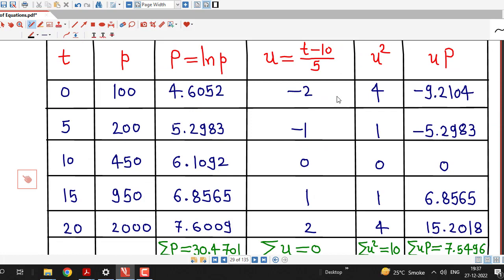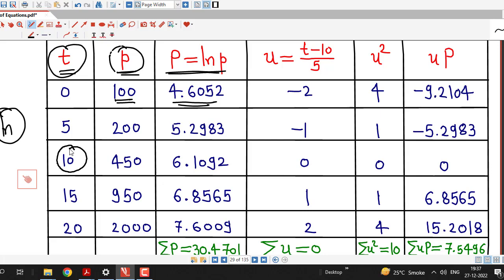So here I have prepared the table. These are the values of t in the first column, then values of population. Capital P is the natural logarithm of these small p values. So I have written all these values using a scientific calculator. We can press this ln button for finding the natural logarithm for each of these values. U is t minus 10 divided by 5. So here we have t values. So I start from this. If I take t equal to 10, I have 0.